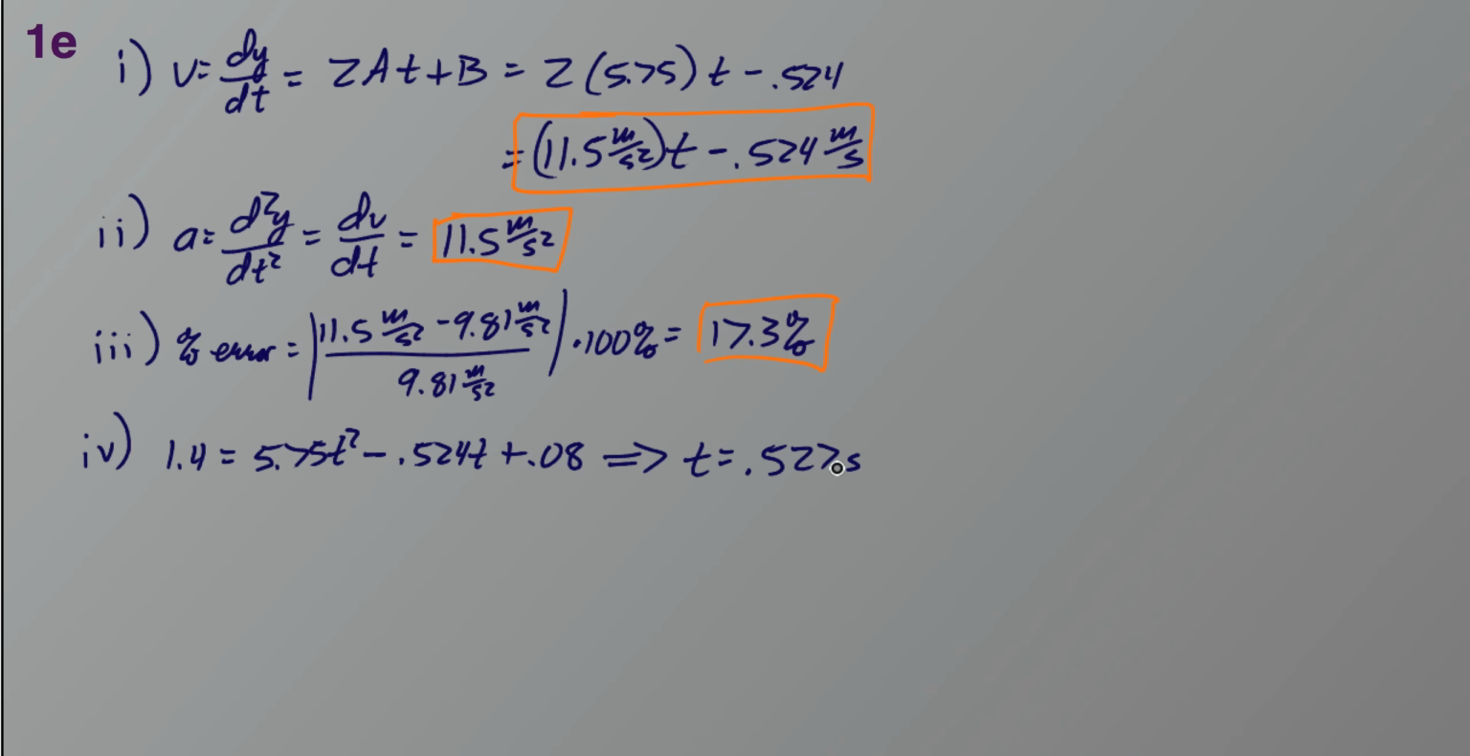Now all I have to do is plug that into the equation I came up with earlier for velocity right up there. So our velocity is 11.5 meters per second squared times t, 0.527 seconds, minus 0.524. Come up with the value of about 5.54 meters per second. And I think that covers you now for question 1.